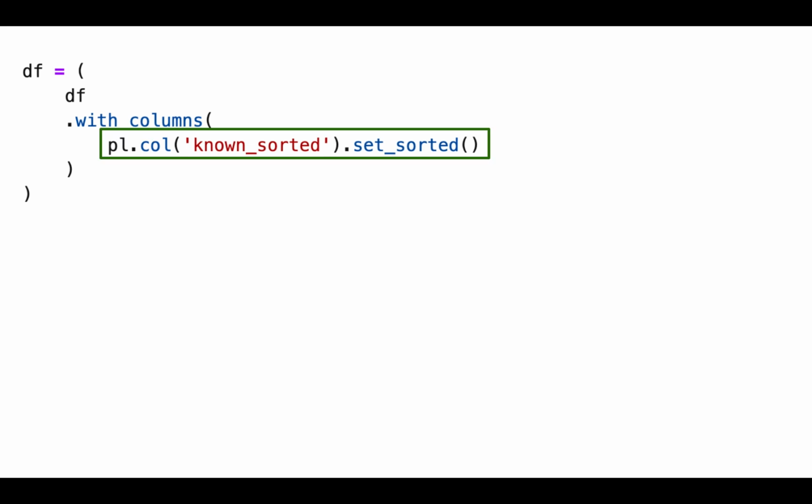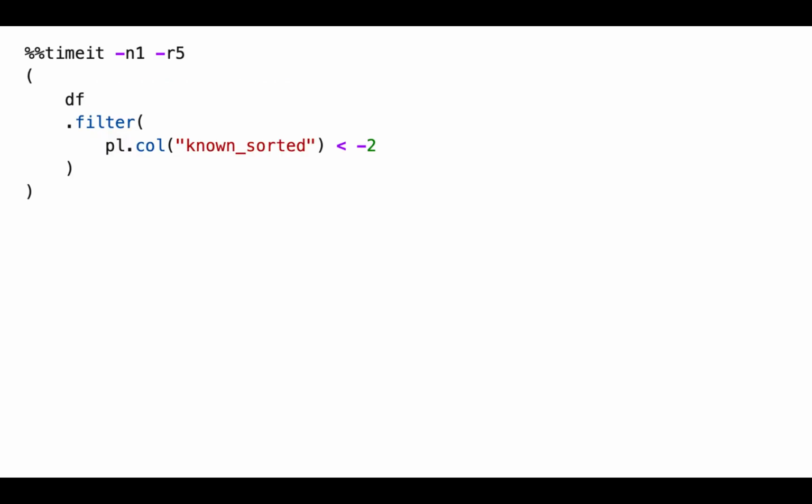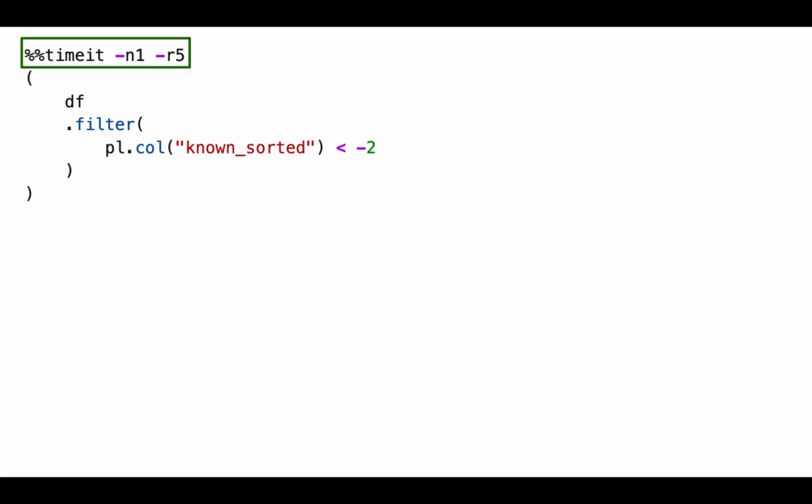Now we're only going to tell polars that the known sorted column is sorted, so we can do some performance comparisons. If we check the flags again, we can see that the sorted ascending flag is now set to true for the known sorted column. Now, let's do a performance comparison using the IPython timeit function.